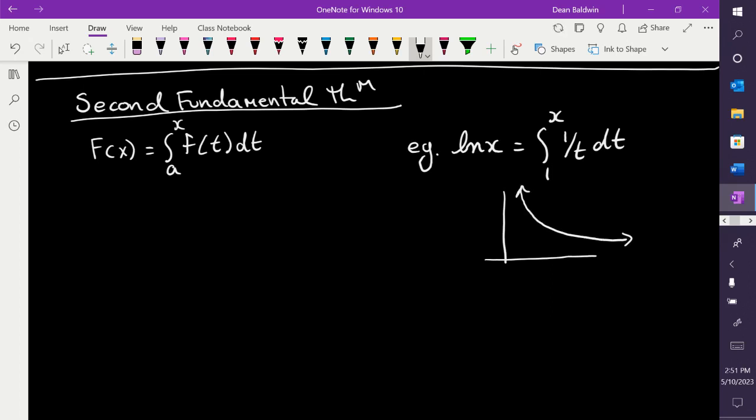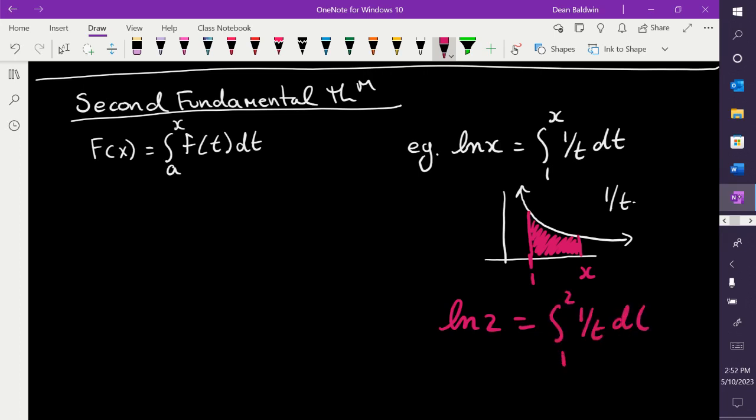So here's the graph of 1 over t. Or 1 over x. The natural log function is defined as this. The natural log is the area under this curve from 1 to whatever you make x. So if I say, what is the natural log of 2? You put that in your calculator. That is equal to the area under the curve from 1 to 2.